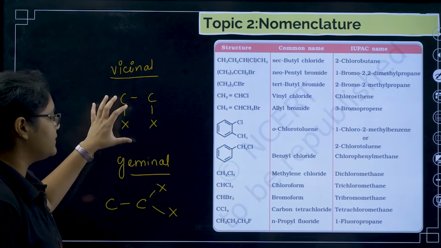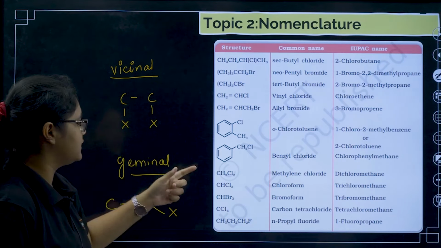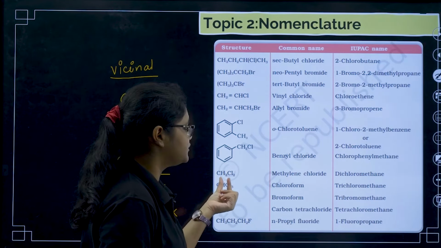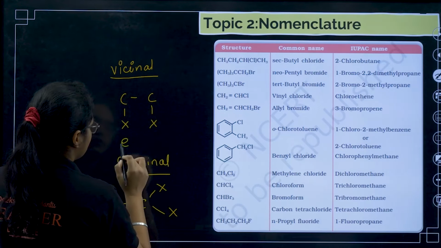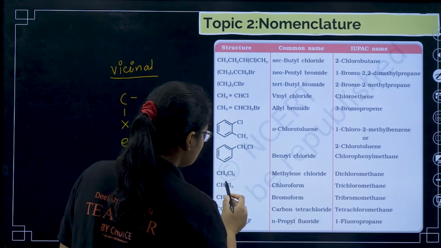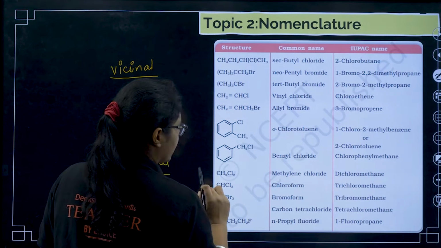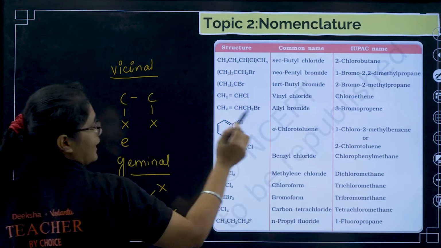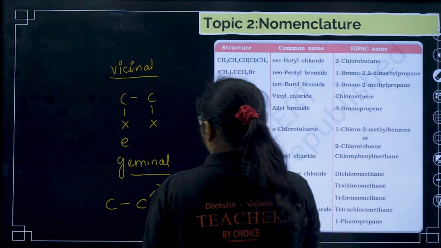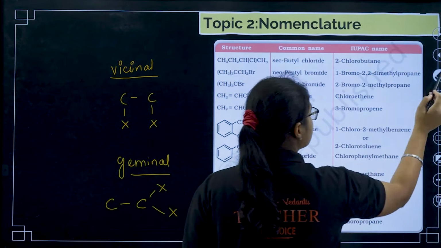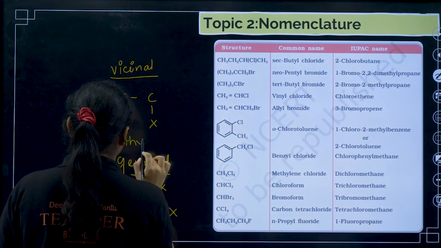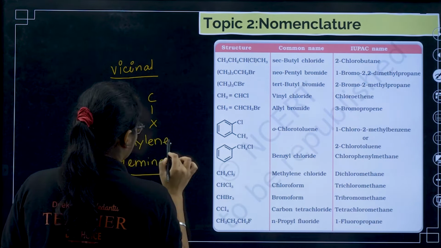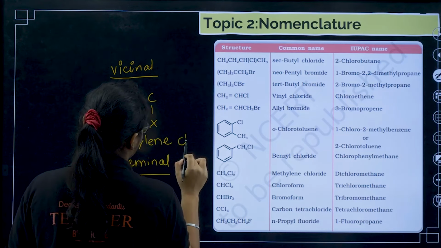And how do we name them? So for geminal, you can see here CH2Cl2. For vicinal we have ethylene. One second. Okay, so you will call it alkylene. I'll write the common name here, or I'll just write the name, ethylene. Okay, ethylidene chloride.